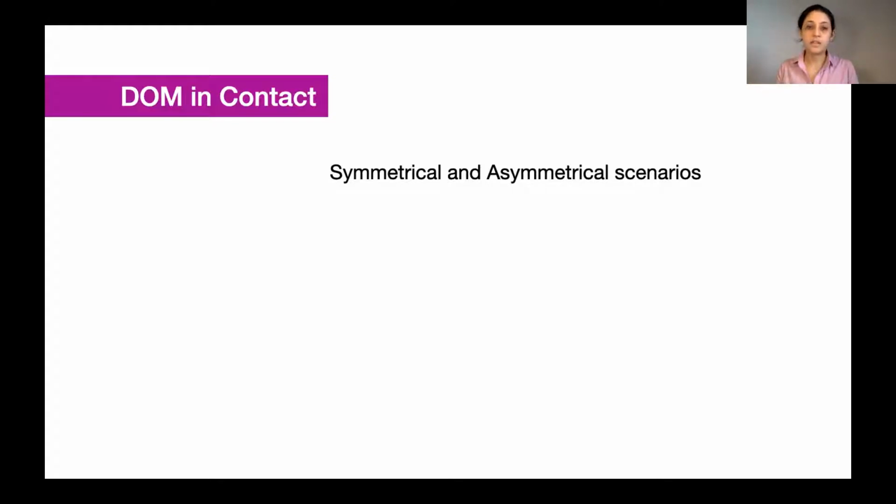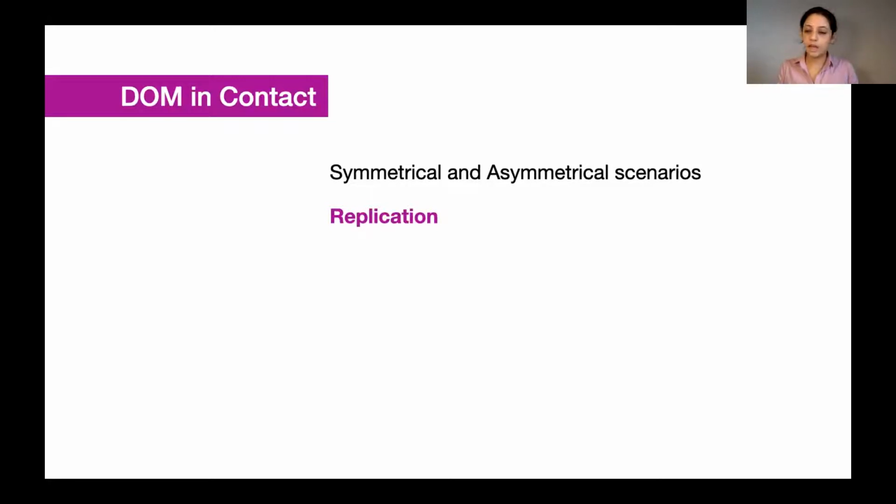So in symmetrical cases, there are two languages that influence each other. And in the asymmetrical scenarios, in many cases, there is one language that has differential object marking, another language that doesn't have differential object marking, and this DOM-less language borrows the DOM from this other language, which is the case that I will talk about today. And how does this happen?